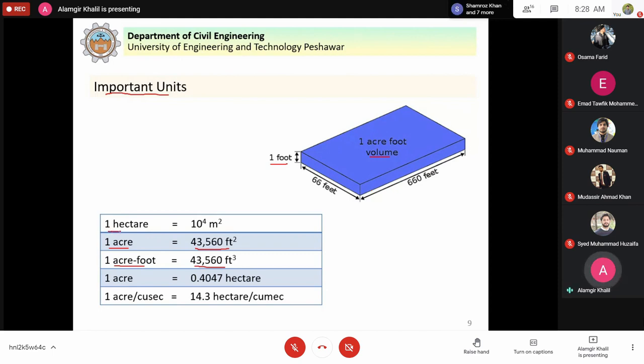Similarly, we have 1 hectare, that is equal to 10 power 4 square meter. And then 1 acre is equal to 0.4047 hectare. This is how we can convert from hectare to acre and acre to hectare.